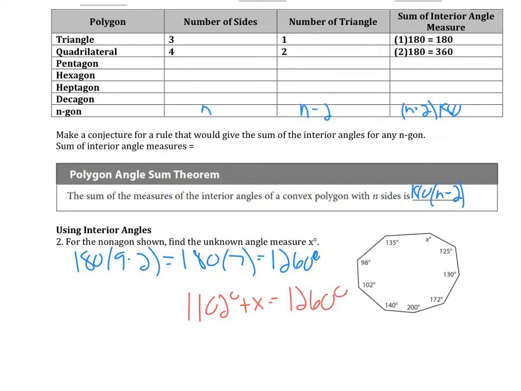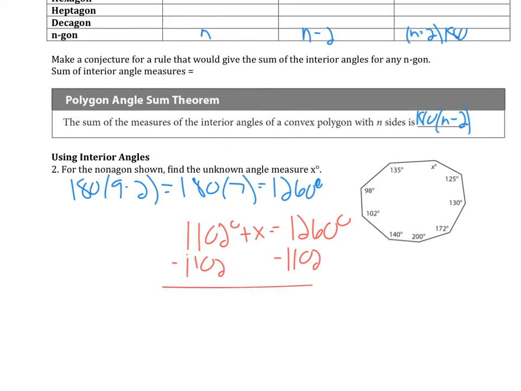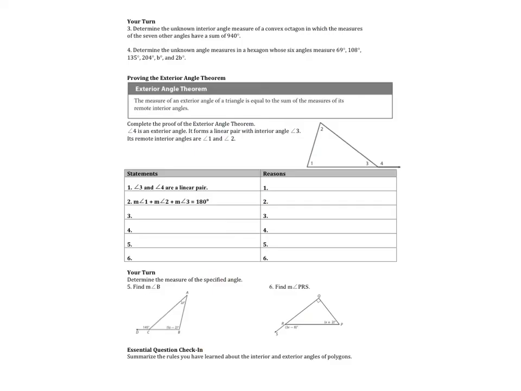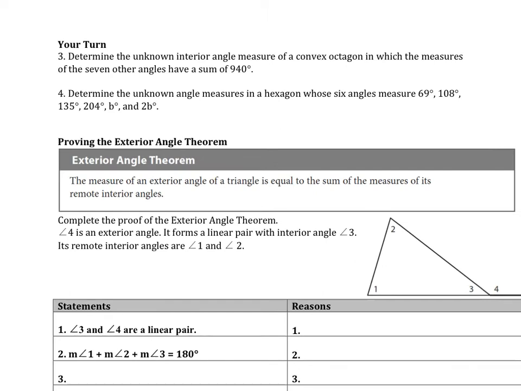So when we subtract 1,102, we then get our missing value of 158 degrees. All right, so up here at the top, we've got a couple, 3 and 4. Those are your turn, so go ahead and do those on your own. We'll discuss those when we come back into class.